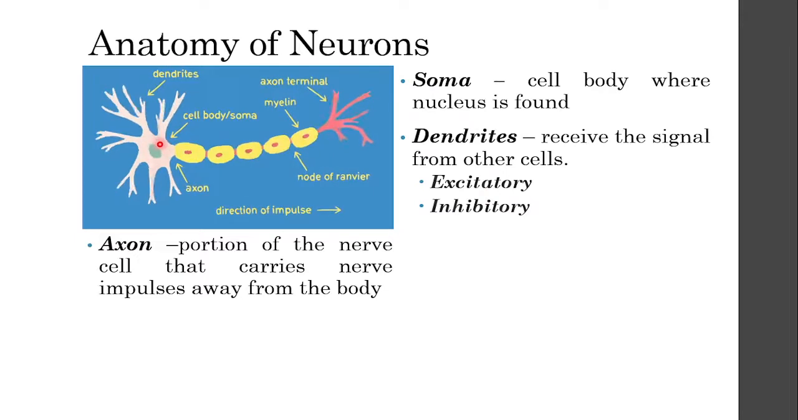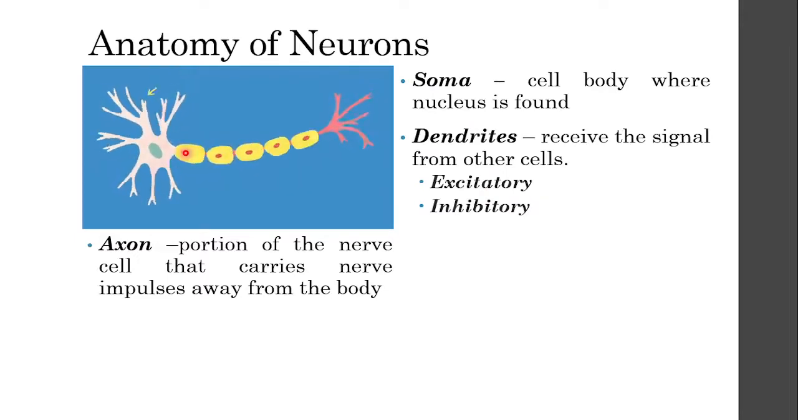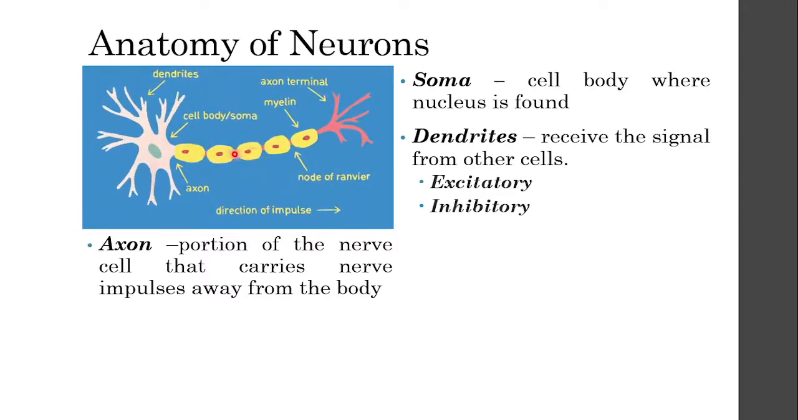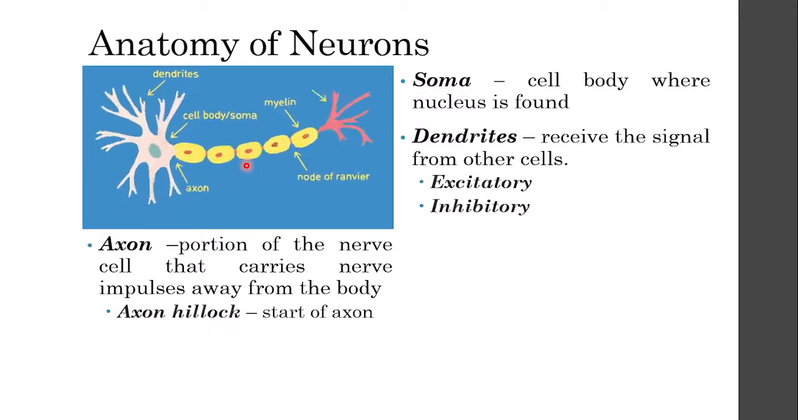And then we have the axon. This is the axon right here. This is the portion of the nerve cell that carries the electric impulse from the cell body to the axon terminal. There's a special part in the cell, near the cell body, wherein the action potential starts to travel along the axon, which is what we call the axon hillock. Axon hillock is the start of the axon, and the axon terminal is the end of the axon.